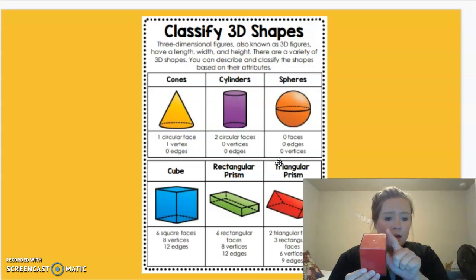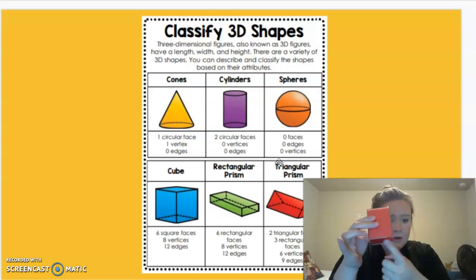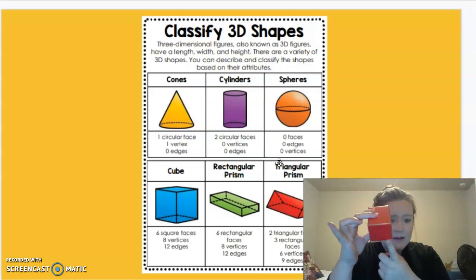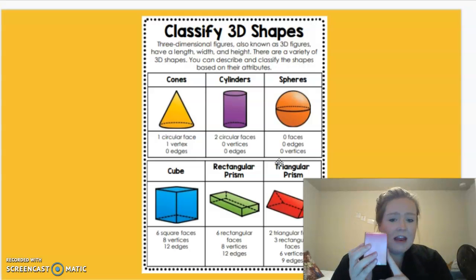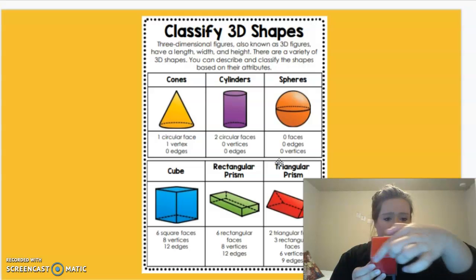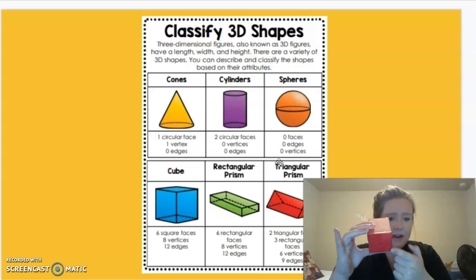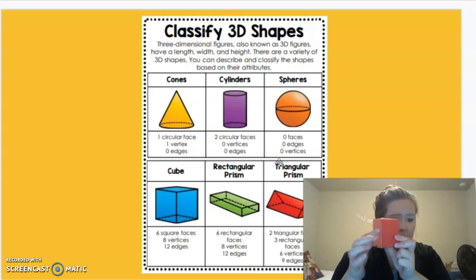1, 2, 3, 4, 5, 6, 7, 8. And then it has 12 edges. 1, 2, 3, 4, 5, 6, 7, 8, 9, 10, 11, 12.